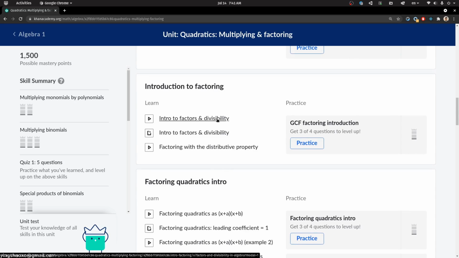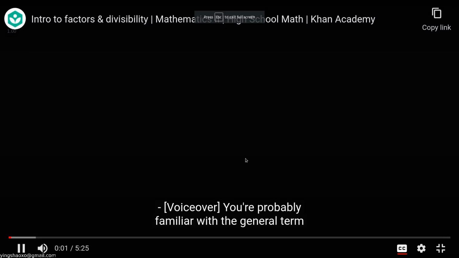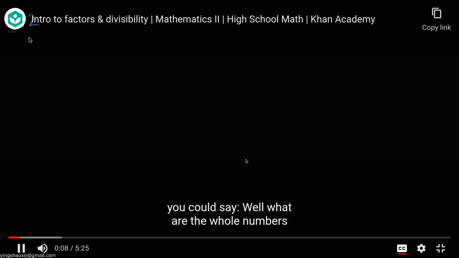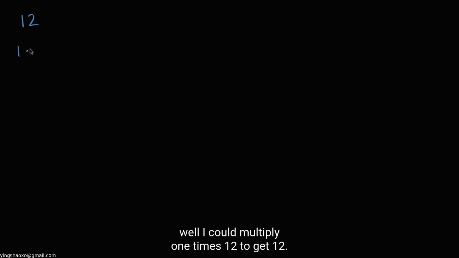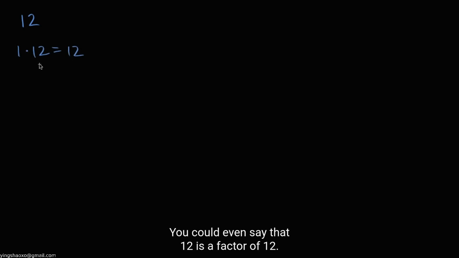Introduction to factoring. You're probably familiar with the general term factor. So if I were to say, what are the factors of 12? You can say, well, what are the whole numbers that I can multiply by another whole number to get 12? So for example, I could multiply 1 times 12 to get 12. So you could say that 1 is a factor of 12. You could even say that 12 is a factor of 12.